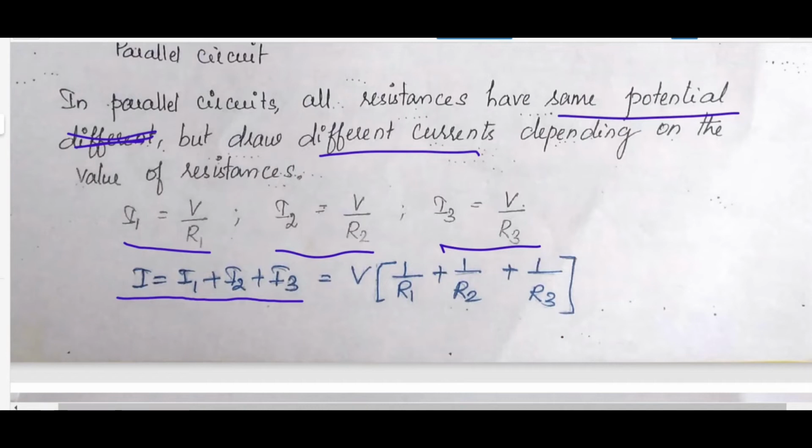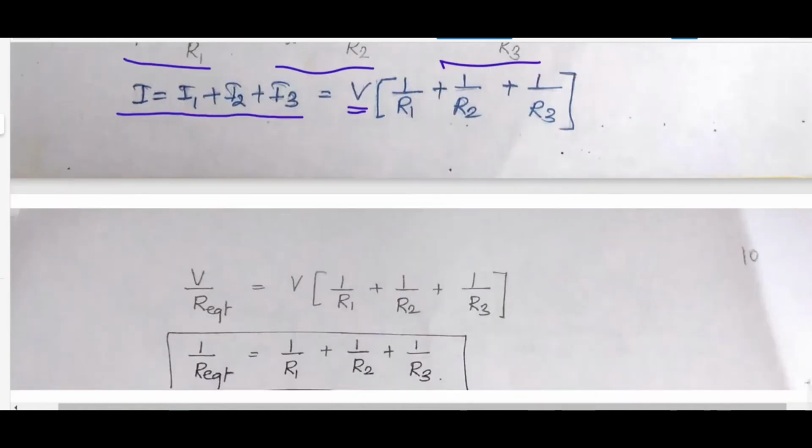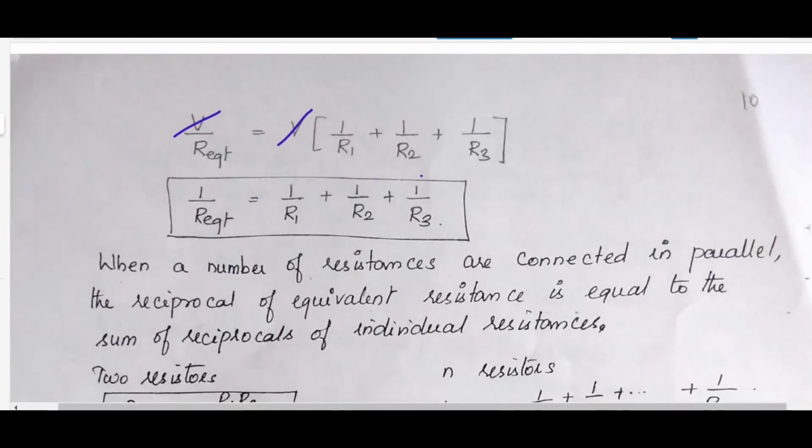Instead of I, we have to substitute V by R. All the V's are common, so take it as common within a bracket: 1 by R1 plus 1 by R2 plus 1 by R3. We can say V by R equivalent equals V into (1 by R1 plus 1 by R2 plus 1 by R3). Then V gets cancelled. 1 by R equivalent equals 1 by R1 plus 1 by R2 plus 1 by R3.